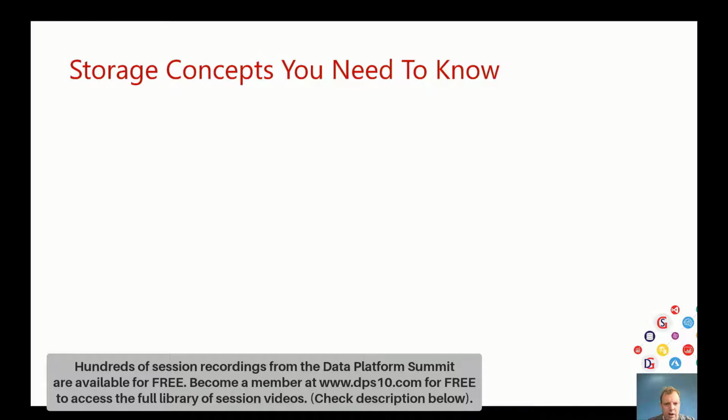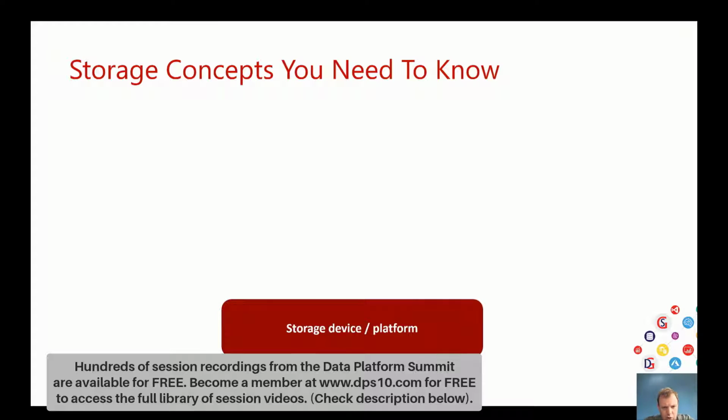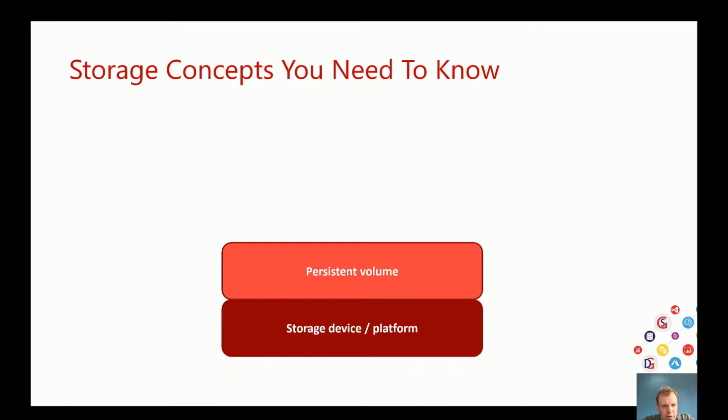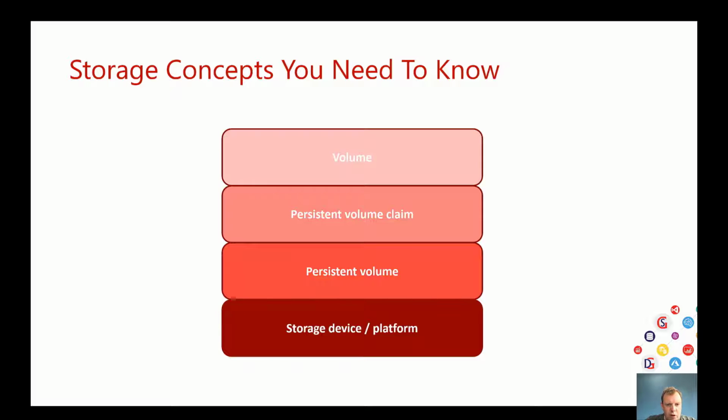Using that analogy, at the very bottommost layer of your cake, you have a storage device or platform. You have persistent volumes, which carve out volumes from your underlying storage platform. You have the means of consuming storage from your persistent volume, which is a persistent volume claim. And at the very top of our cake, we have the volume, which is almost like a Linux mount point. Okay, so your volume is the touch point for containers running inside your pods.